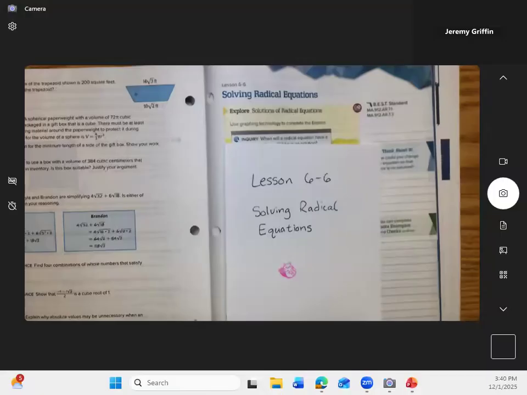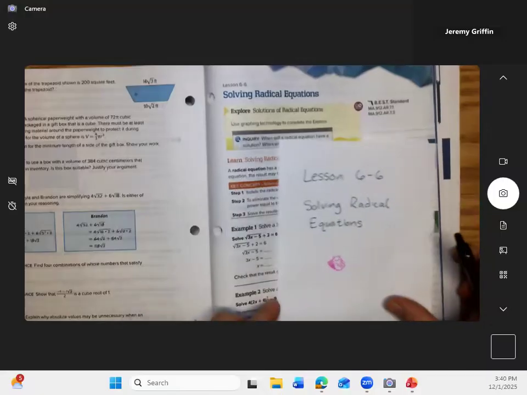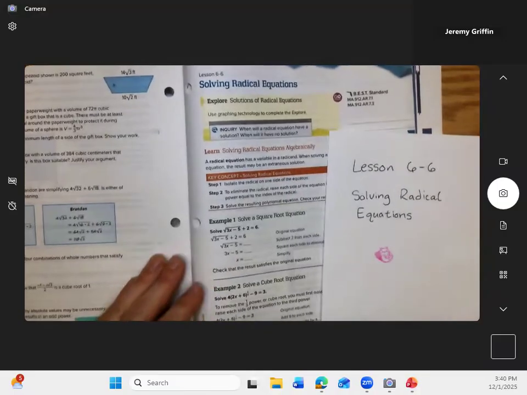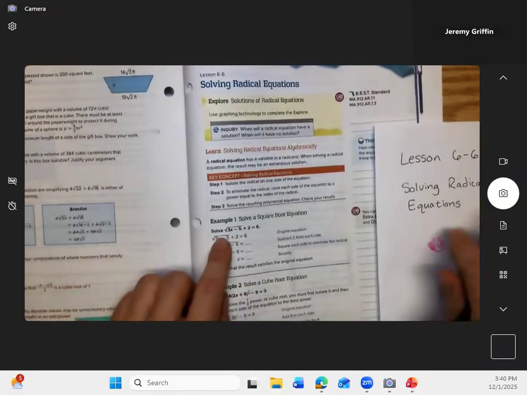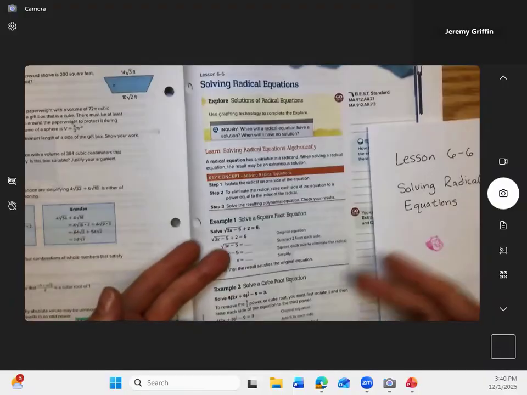Lesson 6-6, solving radical equations. I don't think there's anything extraordinarily new here. There are radicals and square roots, but you know those, and otherwise it looks like basic Algebra 1 rules.